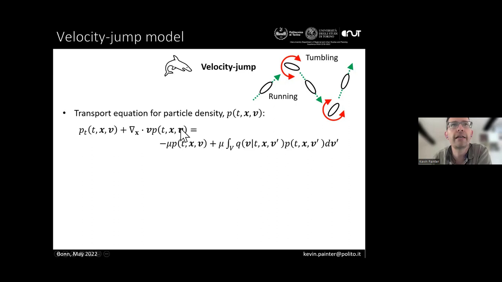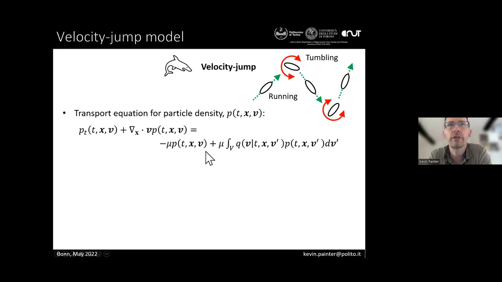It's an evolution equation for how the particle density, with time t, position x, and velocity v, is evolving. There's a term here on the left-hand side, the gradient with respect to x. This is describing my running process, that I'm moving through space through continuous runs. So that's my running part. And then the right-hand side is describing my turning process. At rate mu, I make a turn, so I've got a loss due to doing a turn. But then, of course, I have a gain from particles that were moving previously with some velocity v dash that turn into velocity v. Okay, so that's the transport equation, which is my continuous formulation of that velocity jump random walk process.